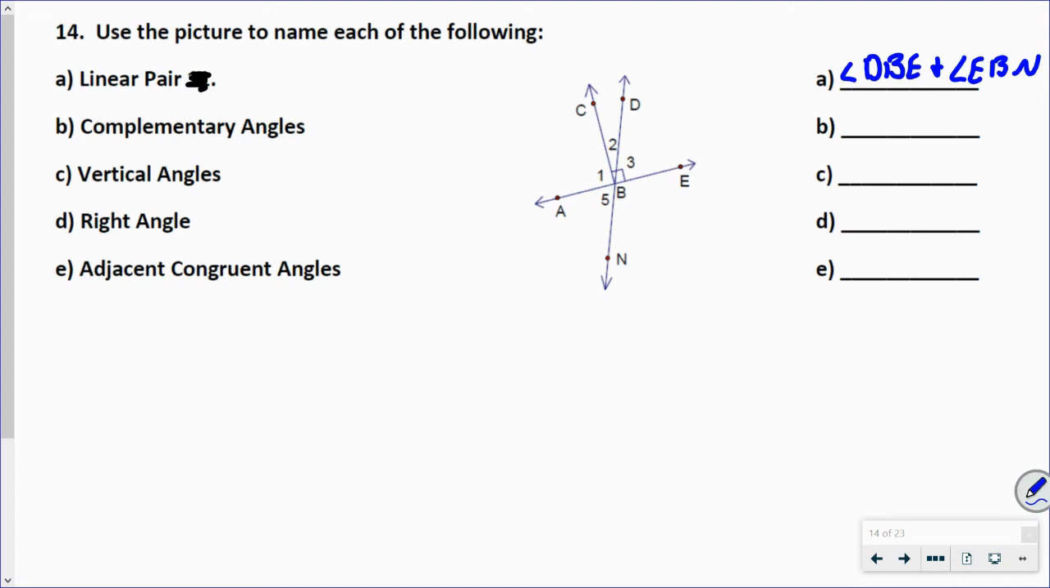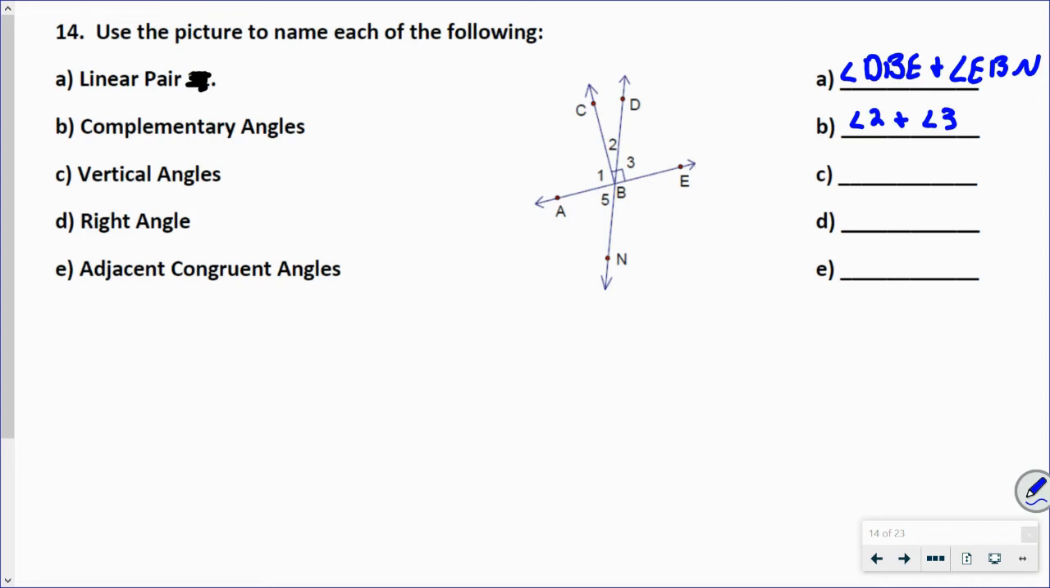Complementary angles. Those are angles that add up to 90 degrees. And the only one I know are these two angles right here. Because of this little square down here, I know that's 90. Well, these two angles add up to 90. So there's a few ways we can name those angles. We could say angle 2 and angle 3. And then we could use the three letters. So angle CBD and angle DBE.